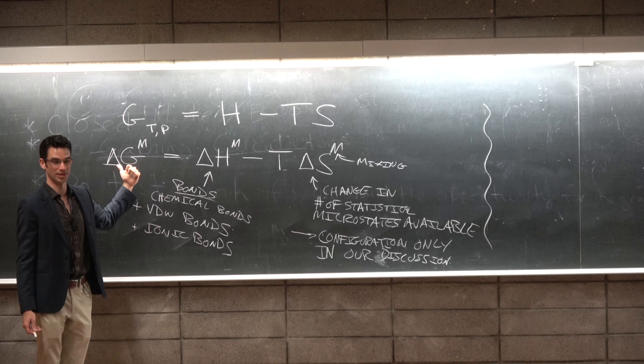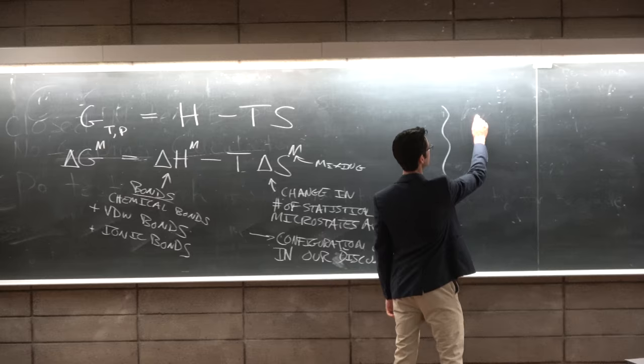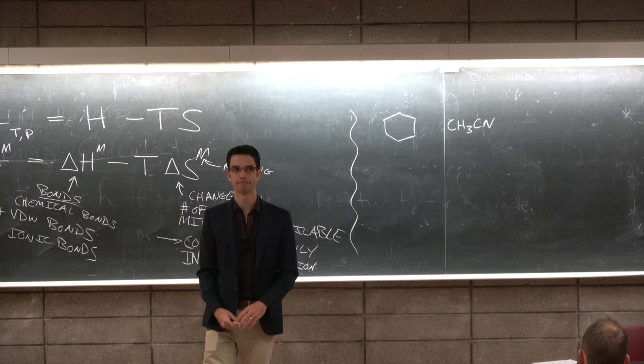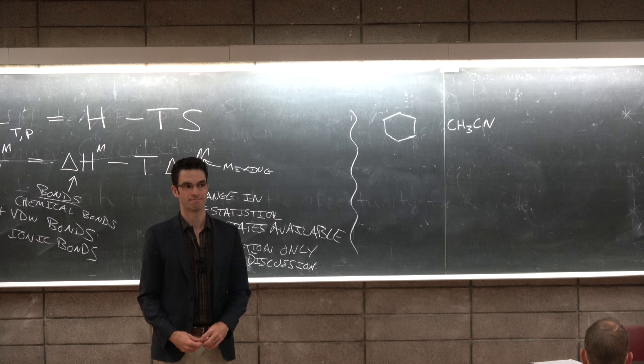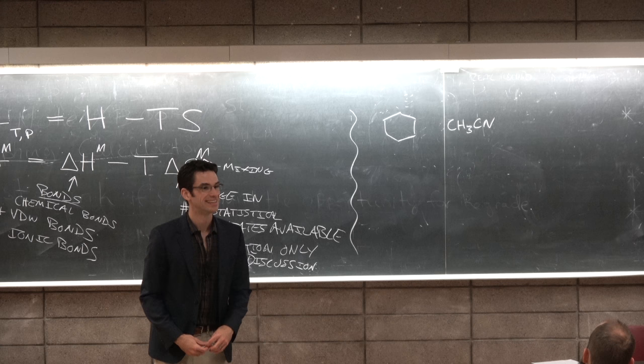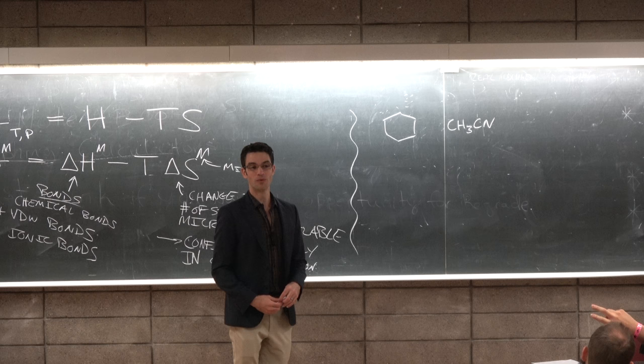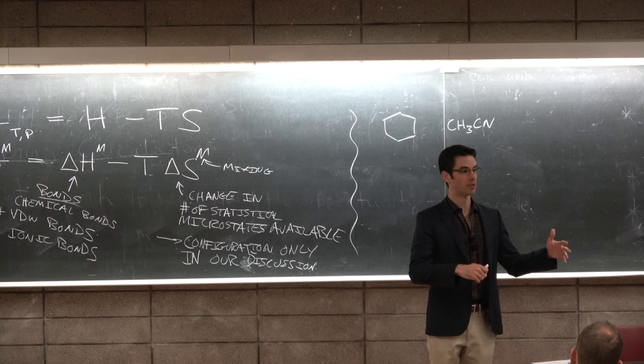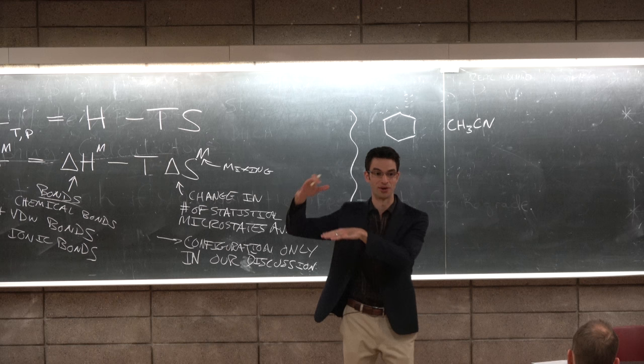So why would, say, cyclohexane and acetonitrile not mix? Sorry? So we're taking the mixed state. We're just saying that there is a mixed state, even though they don't mix. The mixed state has all the molecules jumbled together. We can all agree that there are way more distinguishable microstates available when they're all mixed together versus when they're separate, like oil and water.